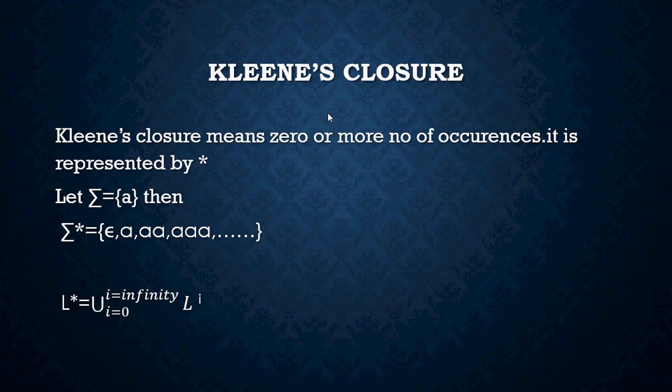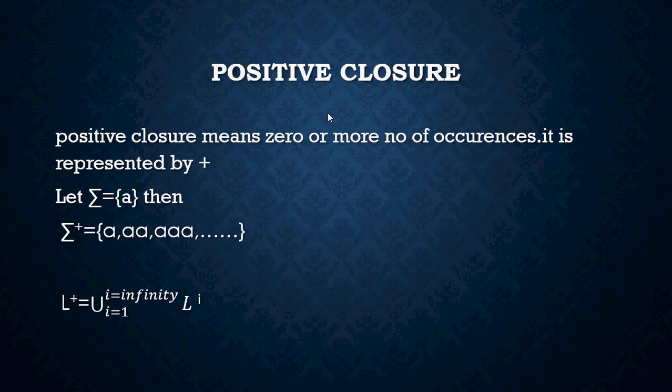Now the next is called positive closure. There's a small change here. It is 1 or more number of occurrences. Minimum you should start from 1 and it can go up to infinity. So at least A will be generated 1 time, and maximum it can be generated n number of times. That's why L plus, the positive closure, is represented as union of i equal to 1 to infinity of L to the power of i. Positive closure means it's not 0, it should be 1 or more number of occurrences.